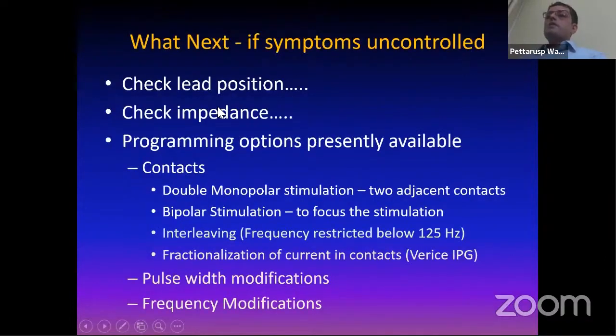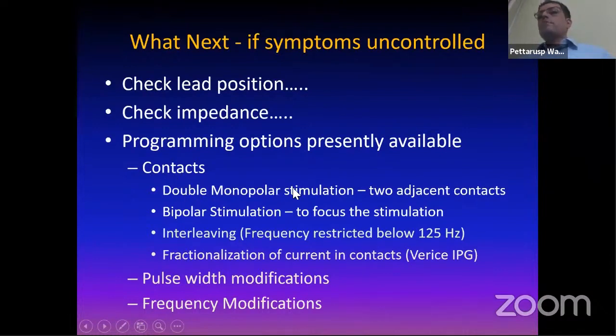So what happens if the patient's symptoms are not well controlled? What are you going to do next? You're going to check the lead position. You're going to check the impedance again. And then you're going to check the contacts. You have different contact options.